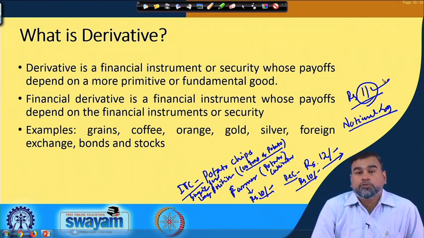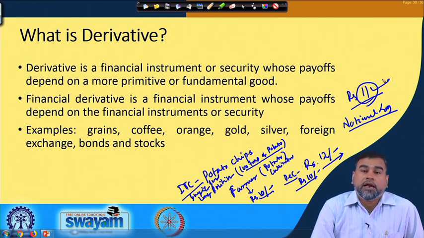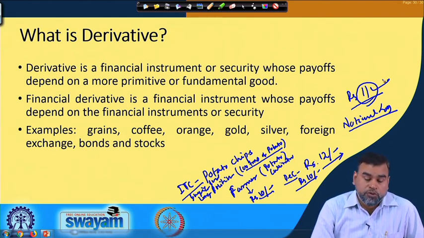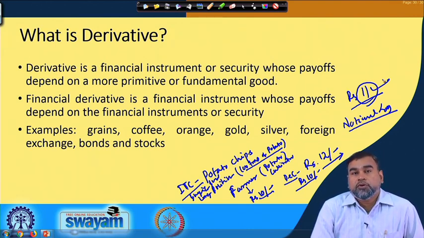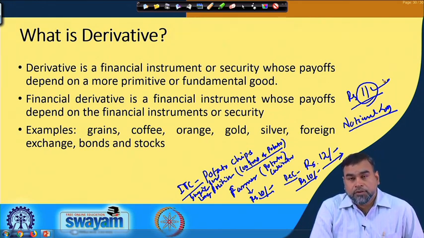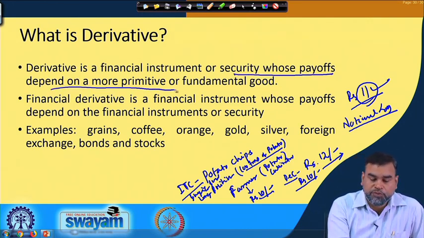So, that means the contract which was made, the payoff from the contract depends upon the price of the fundamental good. Here the fundamental good is the price of the potato. Potato is the fundamental good, and the value of the contract, the loss and gain and the payoff, all these things are changing due to the change in the market price of the potato on that particular day. That is why we are saying that this price is derived from the actual fundamental price. So, that is why we say that it is the instrument whose payoff depends on the most primitive or fundamental good.